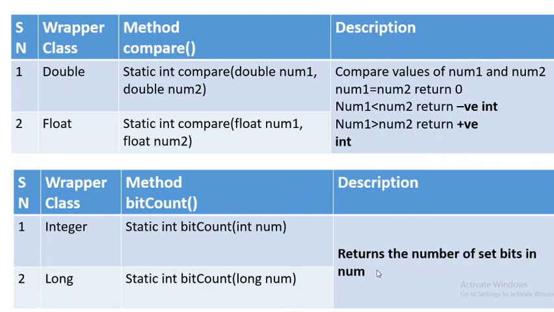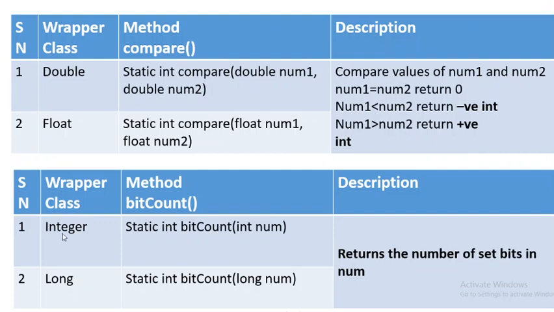The use of this method is that it returns the number of set bits in num. Set bit means, whatever number you are using, if you convert that number into binary format, that is a sequence of ones and zeros. Out of that sequence, how many ones you have, that count of ones is called set bits. So it returns the number of set bits in the number.